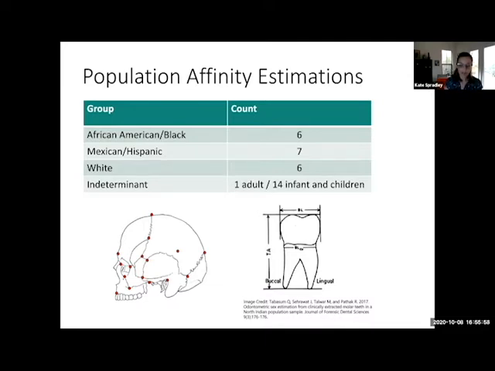And individuals that had more metrics had better or stronger estimations. Because of the fragmentary nature, it wasn't possible to get a full set of measurements. So some of the estimations are considered moderate, some of them are considered strong. And for individuals that had poorly preserved crania, we used dental metrics, so measurements from the teeth, and statistically compared these to broad population groups, including European, African, and Asian.